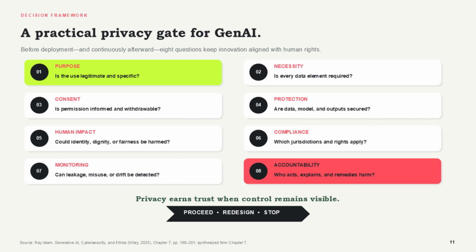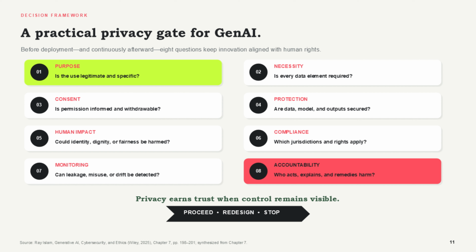Fifth, human impact. Could the system harm someone's identity, dignity, autonomy, reputation, or fairness? Sixth, compliance. Which jurisdictions apply, and can the system support the rights those laws provide? Seventh, monitoring. Can the organization detect leakage, misuse, model extraction, manipulation, re-identification, or changing risk? And eighth, accountability. Who is responsible for acting, explaining decisions, notifying affected people, and remedying harm?